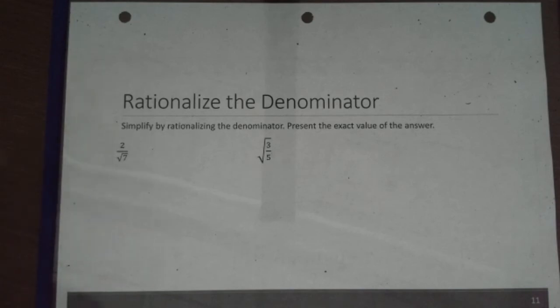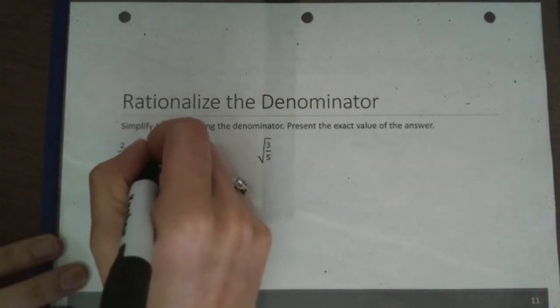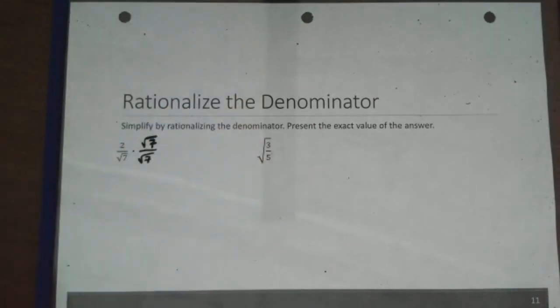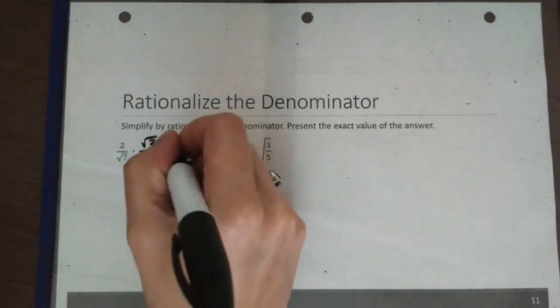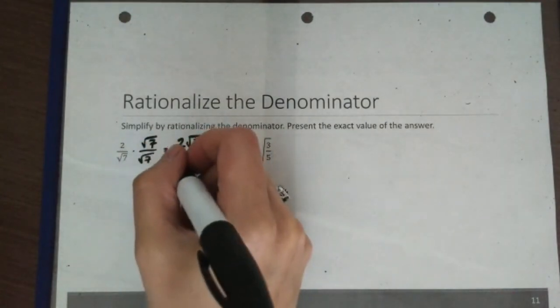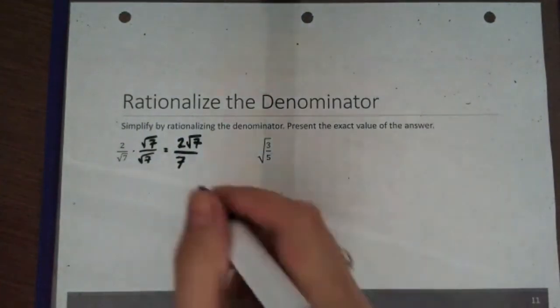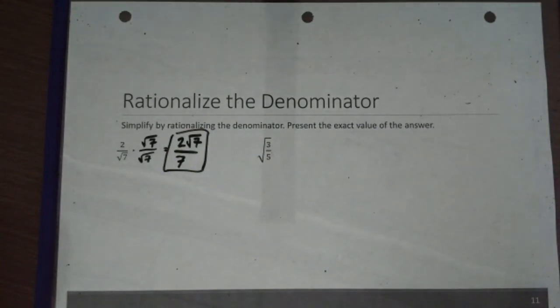So in this first case, we have 2 divided by the square root of 7. If you just have a square root sitting by itself, you're going to want to multiply the numerator and denominator by that square root. So I'm going to multiply the numerator and denominator by the square root of 7. So in my numerator, I have 2 times the square root of 7. And in my denominator, the square root of 7 times the square root of 7 is the square root of 49, which is just 7. So this answer, 2 times the square root of 7 divided by 7, is preferred because we don't have a radical in the denominator anymore.